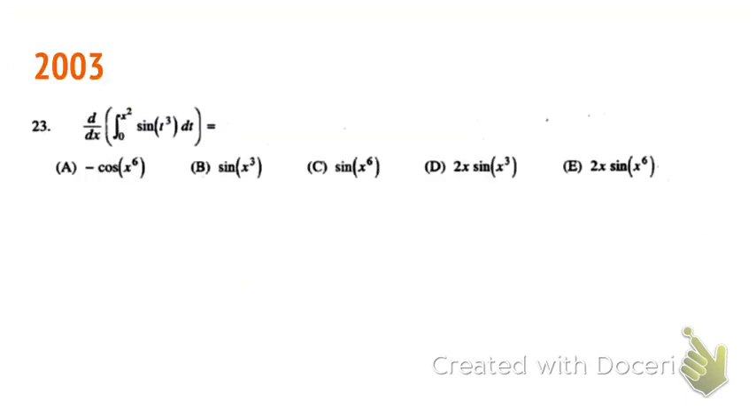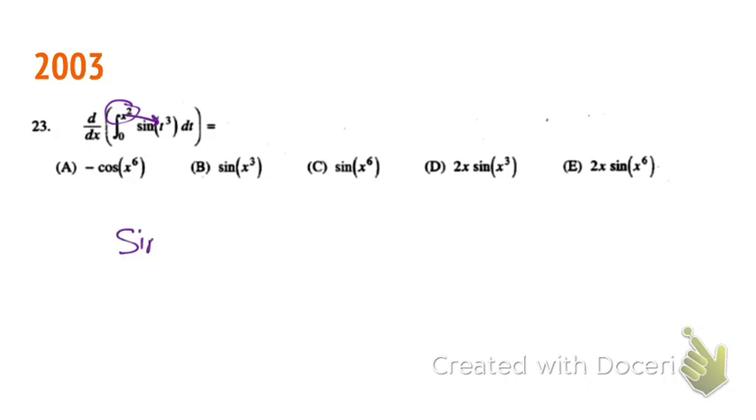All right, here's some ways it appears on the AP test. And again, this only works if you're taking the derivative of the integral. If it just said to take the integral, this would not work. But because these two things are inverse operations, they're undoing each other. The integral puts you back up to the original function, and the derivative takes you right back down to where you started. So I'm going to plug in x squared everywhere I see a t.